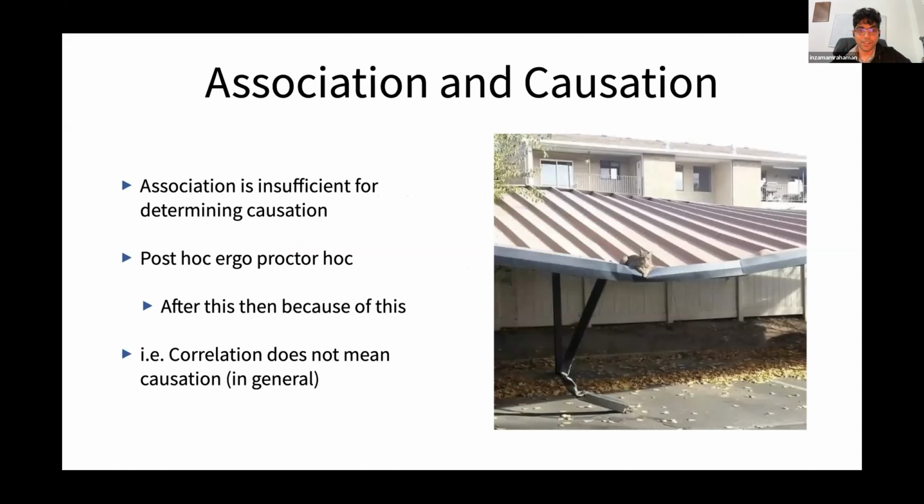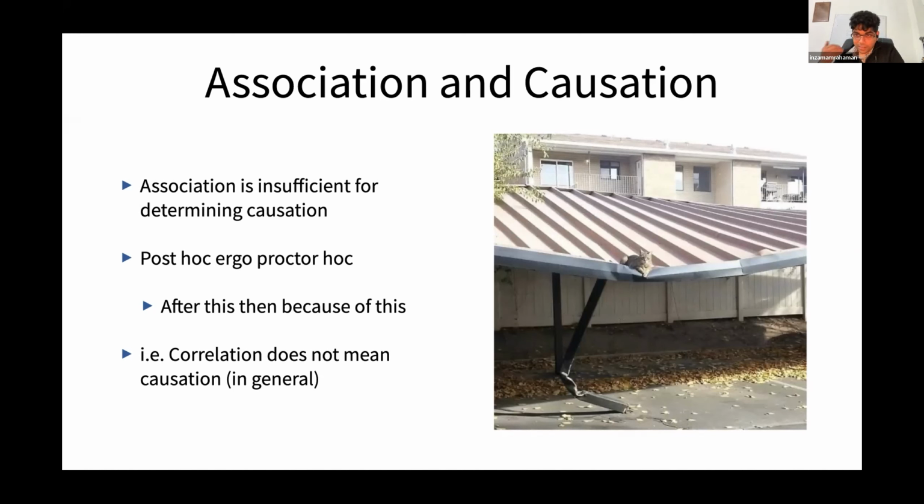Now, of course, there's the old adage that correlation is not causation. Or you can say association on its own is not sufficient for determining causation. For example, you see the picture of that cat there. I doubt that cat caused that roof to bend, right? So that's just a humorous example. The association on its own is insufficient to indicate causality.